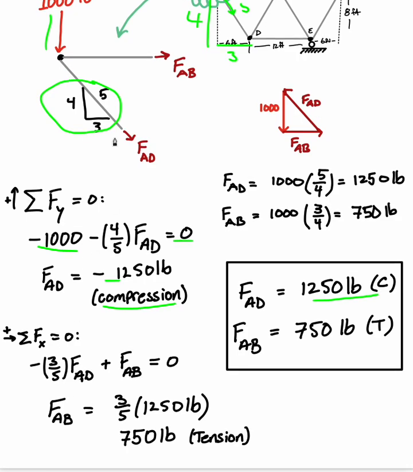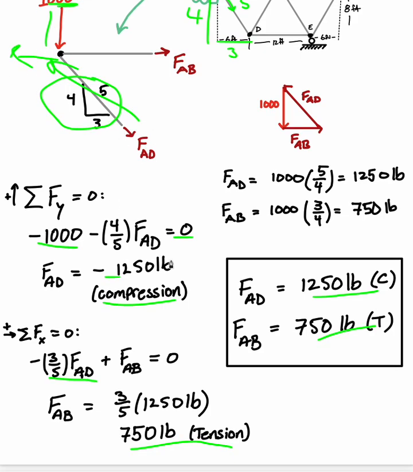Then we'll do the sum of the forces in the x direction. We get the horizontal component of FAD and then we add FAB, and the 1000 is not at play here because it's not acting in the x direction. When we solve, we get 750 pounds in tension. It's positive, so tension. And since this FAD is actually acting in compression, it's actually pushing to the left.